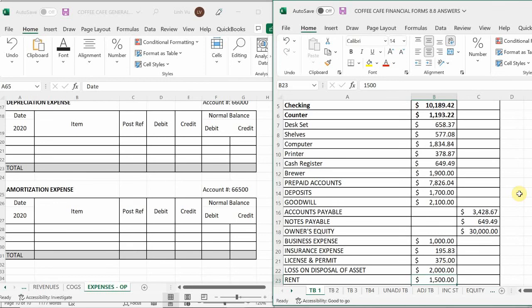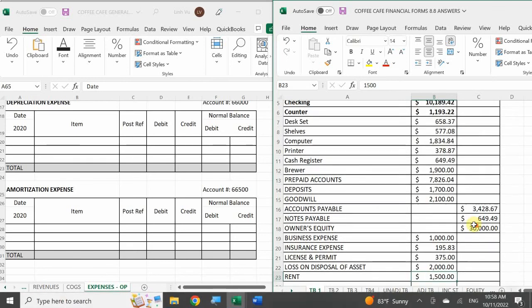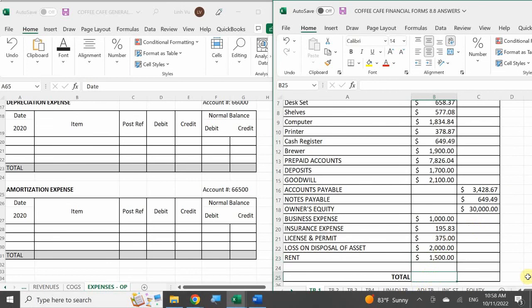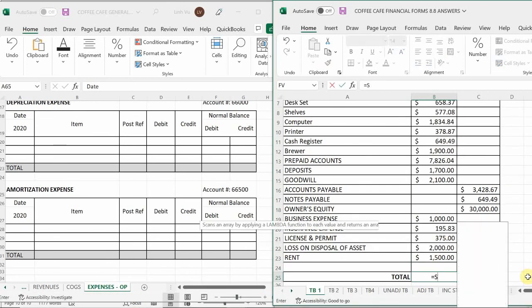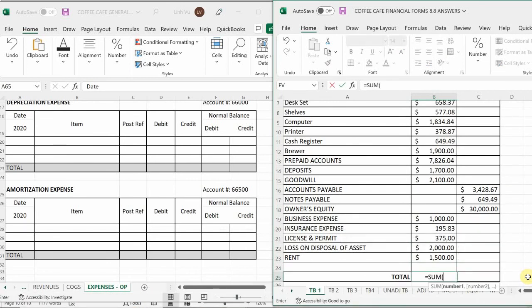Is the insurance expense 195.83? 195.83. Yes. So for total debits, I got $32,885.29. Okay. Did you add the rent as well? Yep. Okay. So in this case, I'm going to tell you right now that's already not right.